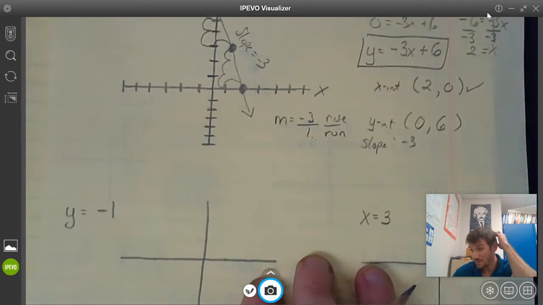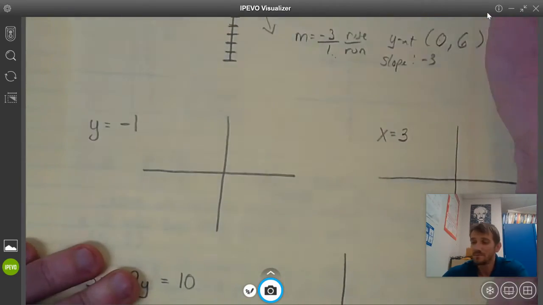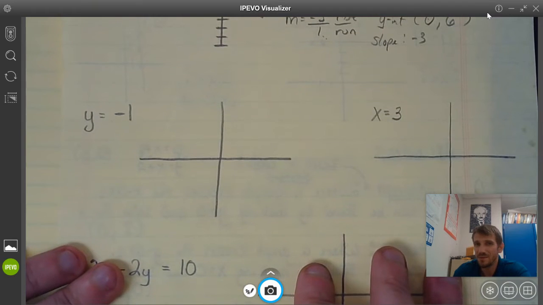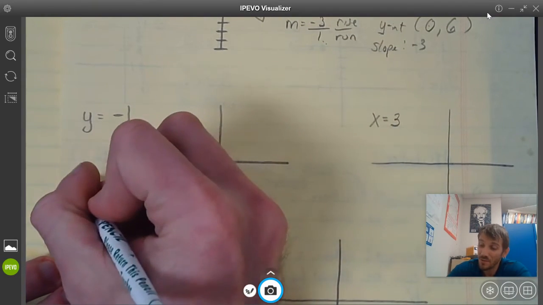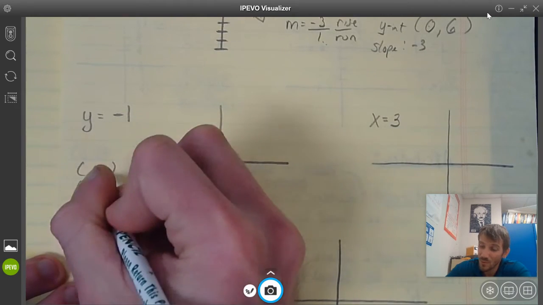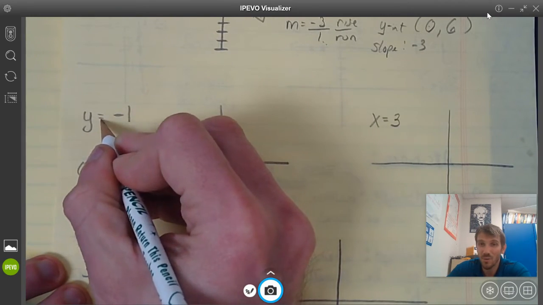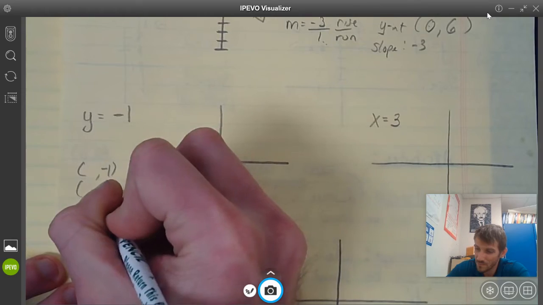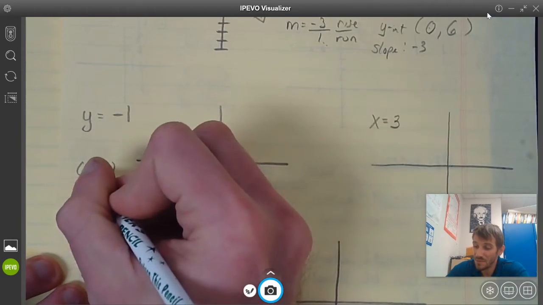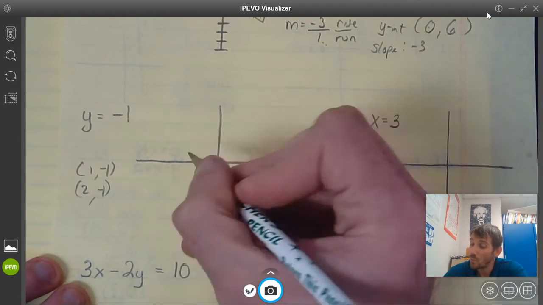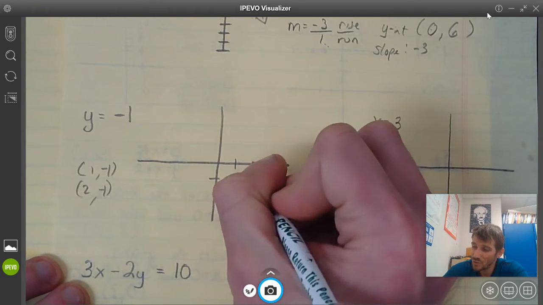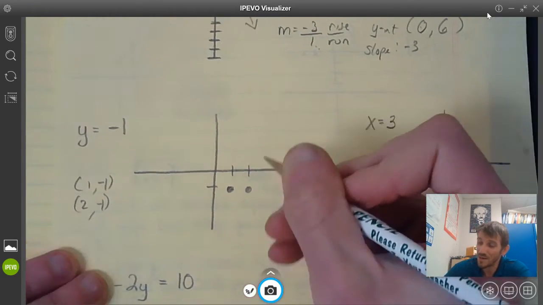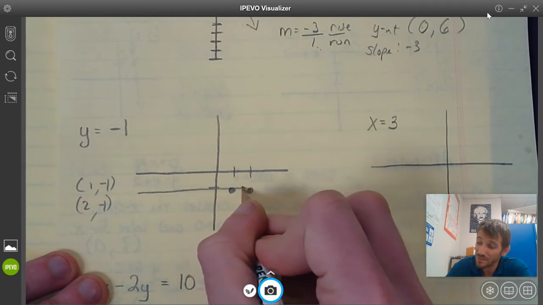All right, next one. y = -1. We just talked about what that graph looks like. If you don't know, make some points. What do I know about the y? It's always -1. My x could be anything, like 1 and 2. (1, -1) is there. (2, -1) is there. So I have a horizontal line.